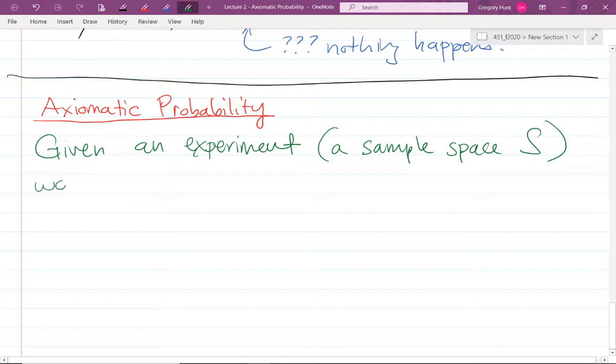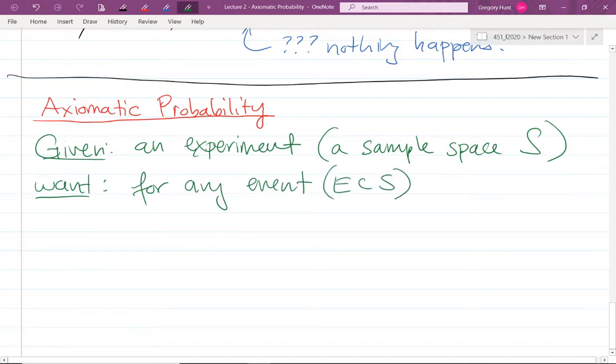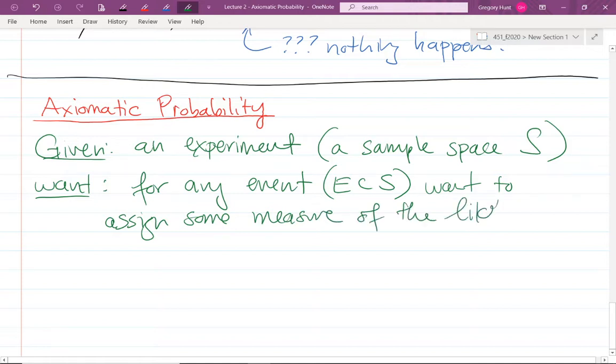So that's what we're given. What we want to do is, for any event, so that is some E that's a subset of my sample space, we want to assign some, let's call it measure, of the likelihood that my event happens or occurs.